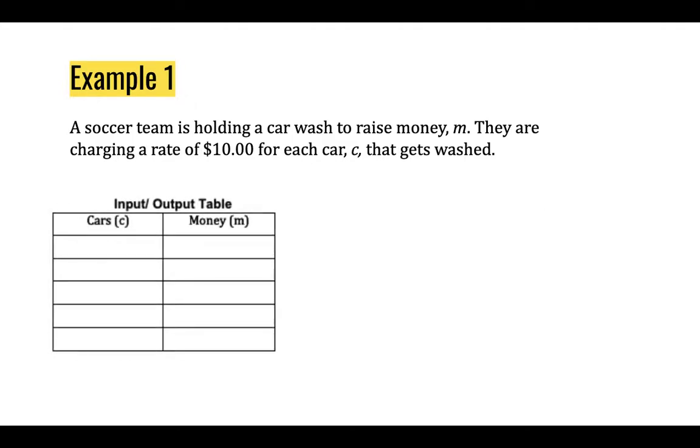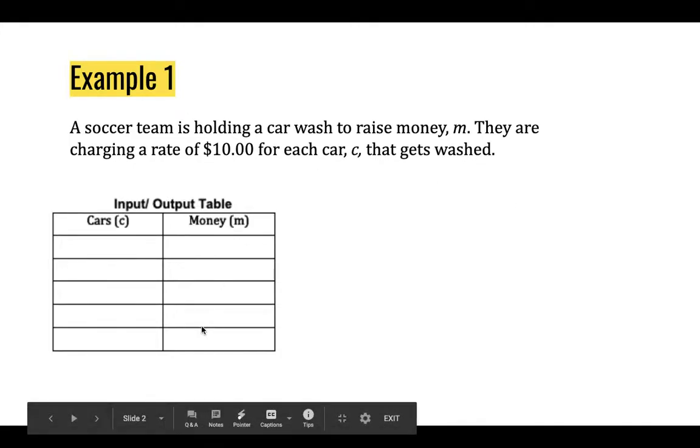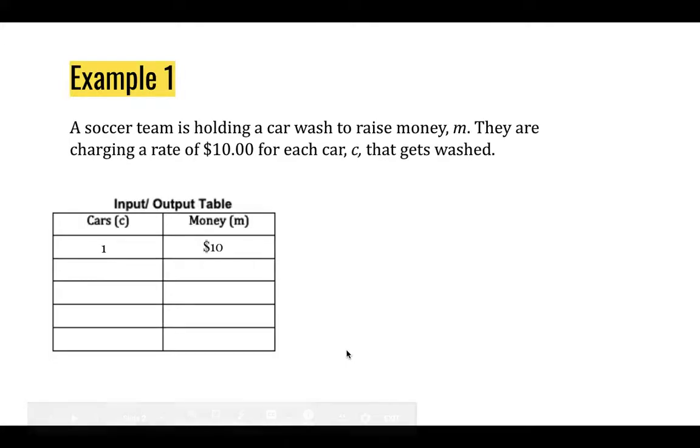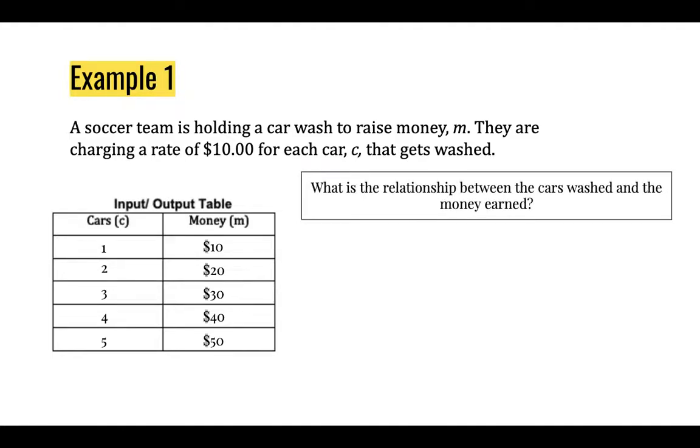I call this an input-output table because the money here is the output that changes based on the number of cars. So for example, if I had one car, well, I would earn $10. Two cars, $20, so on and so forth with three, and we could keep going. In order to determine which of these two variables, the cars or the money, is the independent or the dependent variable, I want to think about the relationship between these two. Every time I add another car, I get $10 more.